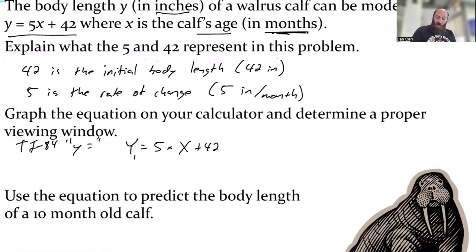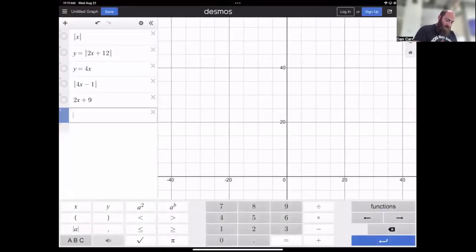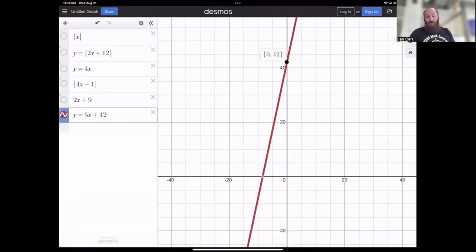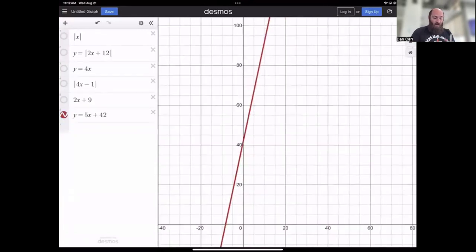I'm going to go ahead and do the same thing, but I'm going to do it in Desmos. So we can pull it up right here. I got a little extra here, but don't worry about that for now. So y equals 5x plus 42. So you can see some of the window here. You can see where it's crossing for that initial value of 42 inches. And it's changing up by 5 per month is the idea.